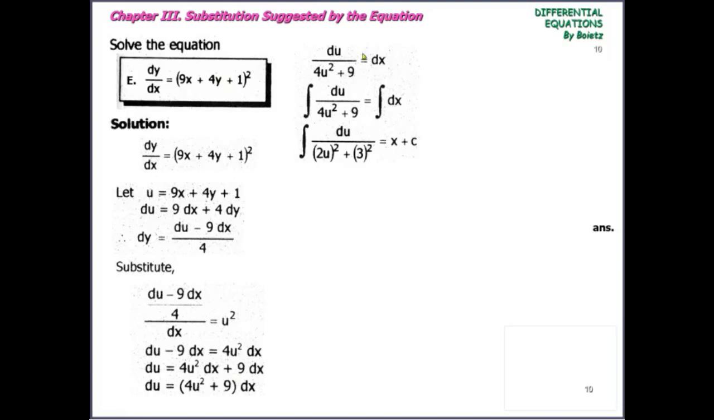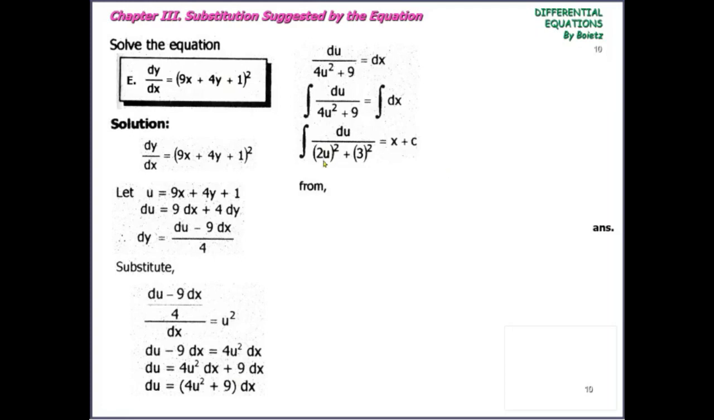Then integrate, or divide mo to sa coefficient ng dx. So du over 4u squared plus 9 is equal to dx. Then I think we can now integrate. And it is the same as yung 4 kasi, that is 2 square. Kaya magiging the integral of du all over quantity 2u squared plus 3 squared is equal to the integral ng dx, is x, then plus a constant of integration.